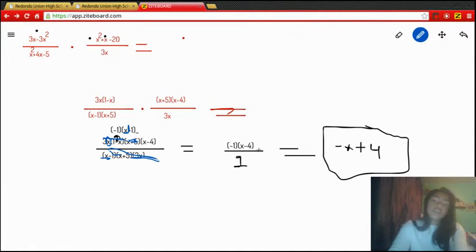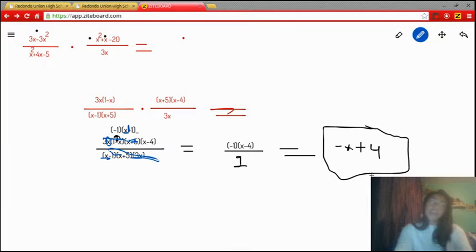And when you combine the two, you get -x plus 4. And that's how you multiply rational expressions. On to the next one.